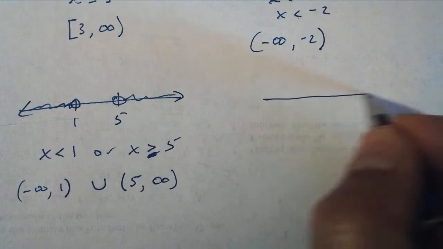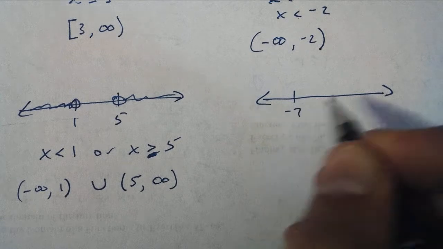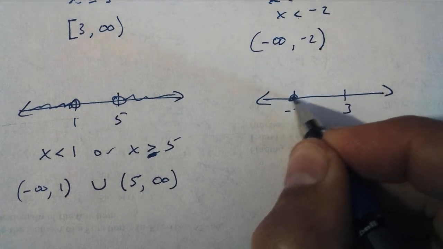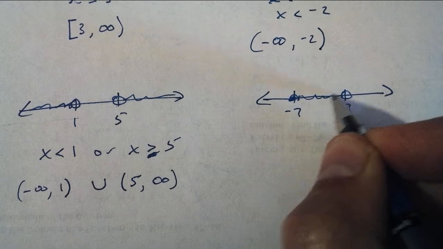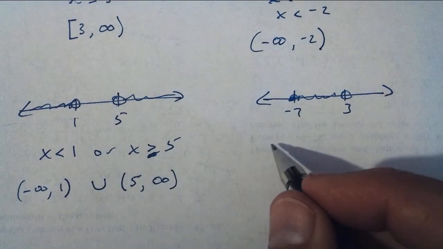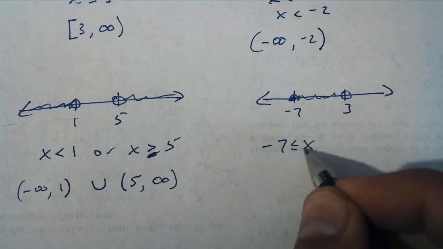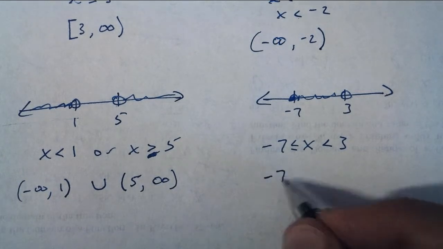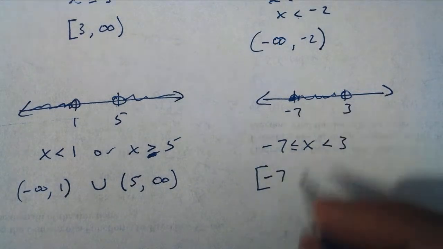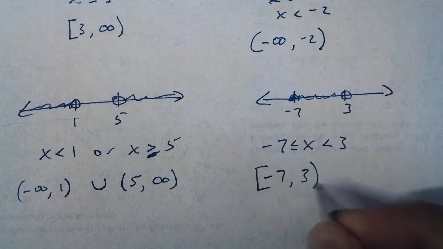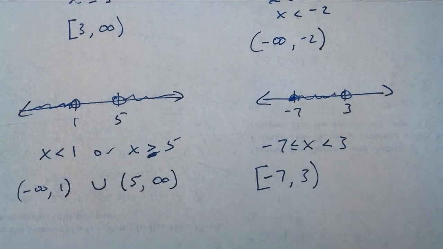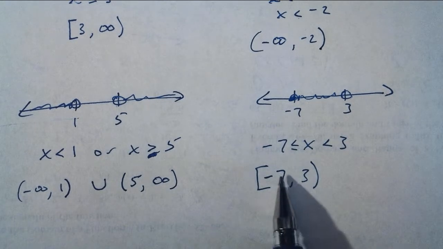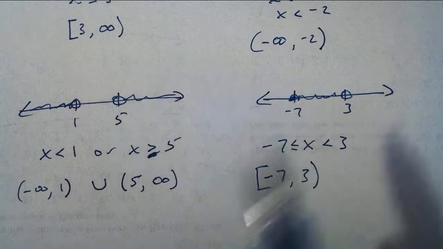All right. Let's take a look at this one. Negative 7 to 3. Let's go dot and circle, shade between. Negative 7 is less than or equal to x, which is less than 3. In interval notation, we would go negative 7 including, over to 3, not including. Okay. I think that's a simple way to look at it. The key is we're always going left to right. Where do the values exist?